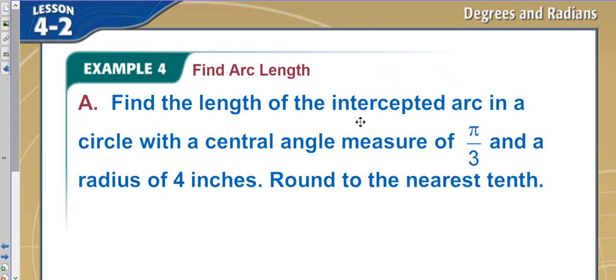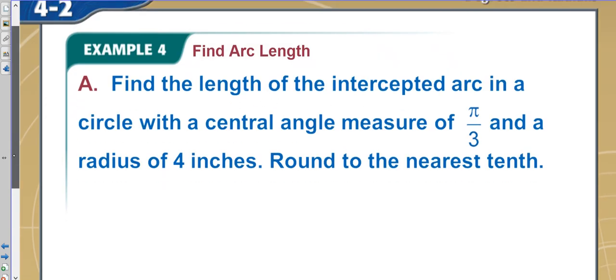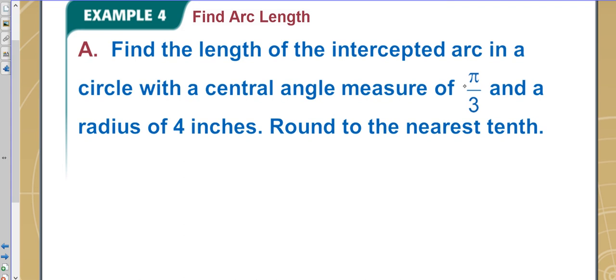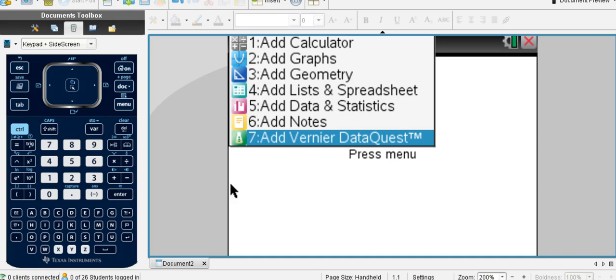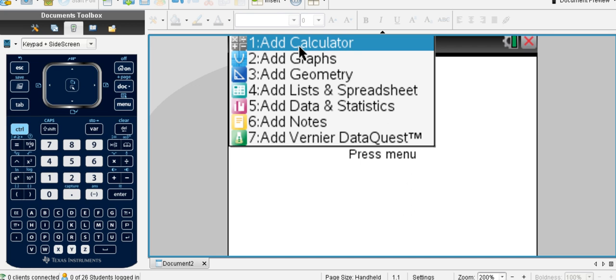It says here the length of intercepted arc in a circle is what we're looking to find. It says the angle is pi over 3, so that's theta, and the radius is 4. That's our r. That means I can use the easy formula because I'm in radians. So if I have 4 for my radius, and I'm multiplying this times pi over 3, all I have to do is type this in my calculator. So it'll be 4/3 times 3.14. So we'd be looking for something a little bit greater than 3.14.